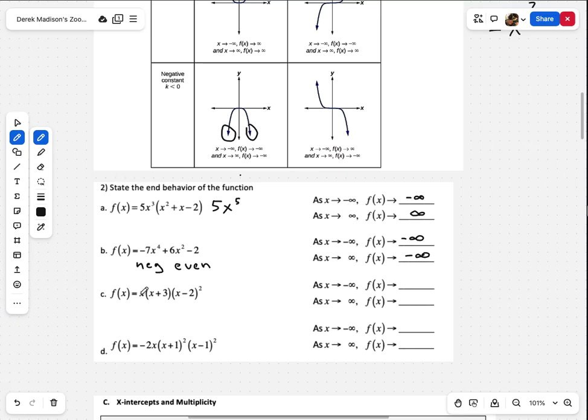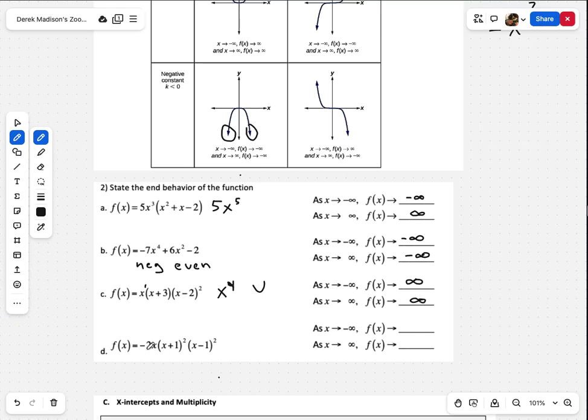Let's see, this one is factored out, so we have to kind of count them. So this would be 1, 2, 3, 4 x's. So if I FOILed all that out, I would have x to the 4th, which is positive even, so that's going to look like x squared. So as x goes to negative infinity, this will be positive infinity. Likewise, as x goes to infinity, it would be positive infinity.